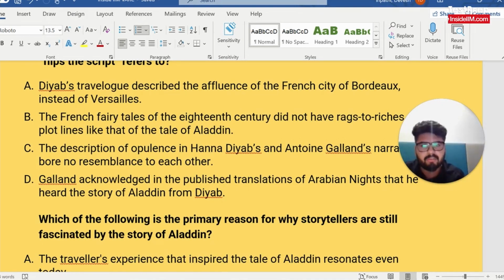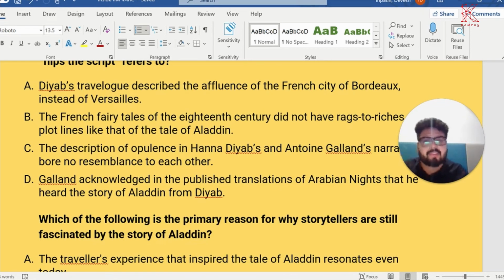Let's go to option number 2. The French fairy tales of the 18th century did not have a rags to riches plot like that of the tale of Aladdin. What rubbish! It's out of scope. It is not talking anything sensible. Let the French fairy tales of the 18th century have a rags to riches story. The author clearly mentions that for the past 300 years, scholars were of the opinion that the rags to riches story led to the foundation of the plot of Aladdin. But this was not true, because Aladdin was based on personal experience, as the author further found out.